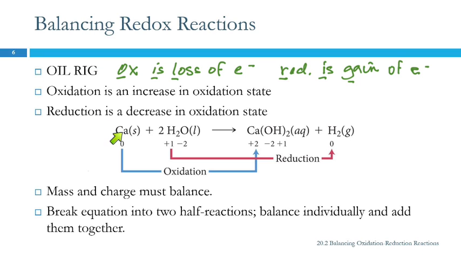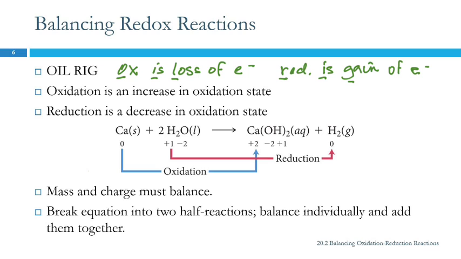We can also think of this in terms of oil rig. How does a calcium atom become a calcium 2+ ion? Something happens with the electrons. It loses 2 electrons, and that's how it gets the positive charge, right? So oxidation is loss of electrons. And here, the hydrogen technically doesn't have a +1 charge, but you can think of it that way. +1 to 0, that would be gaining an electron. Reduction is gain of electrons.